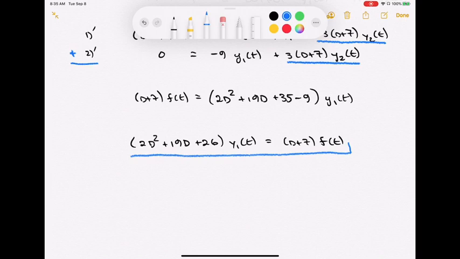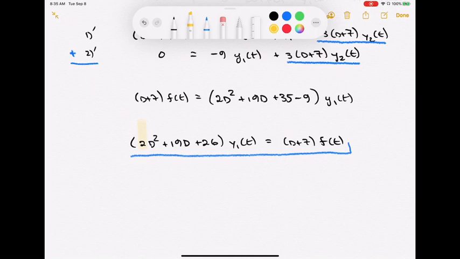A couple of comments on this. If I was going to be 100% picky and make this truly a standard form, the lead coefficient for the d squared, the highest order of the derivative on y, I probably want it to be 1, so I would divide the whole expression by 2. I'm not going to worry about that here. That's just something that's easy to do, multiply the whole expression by 1/2.